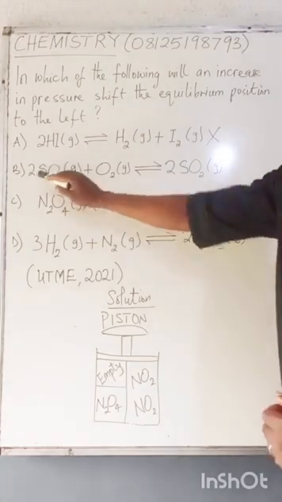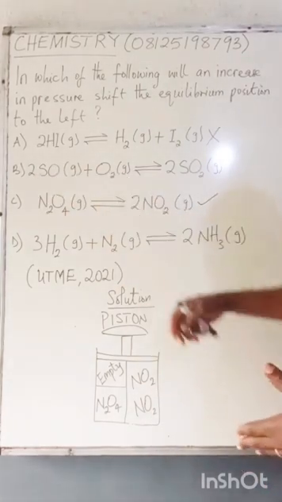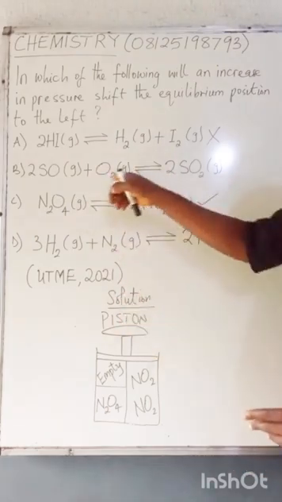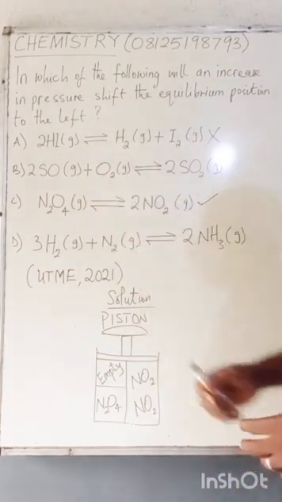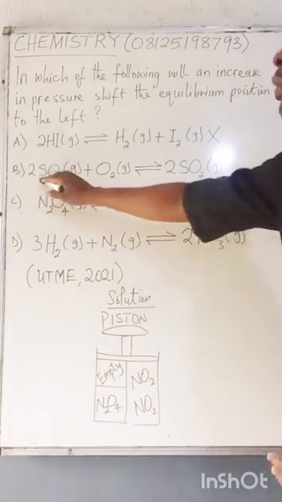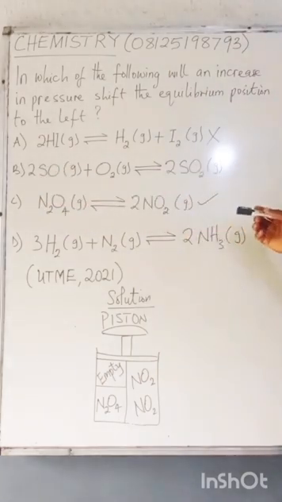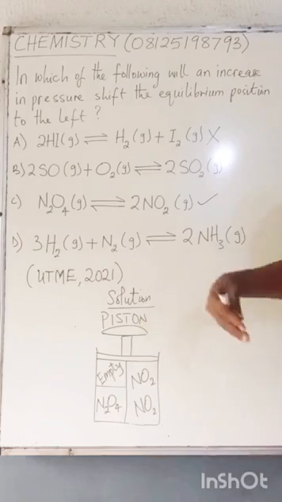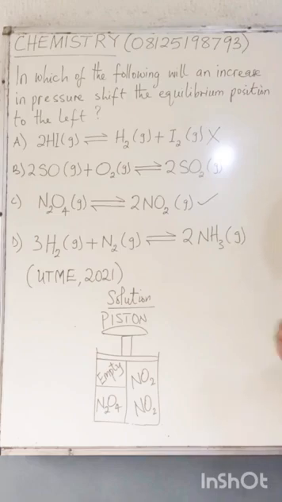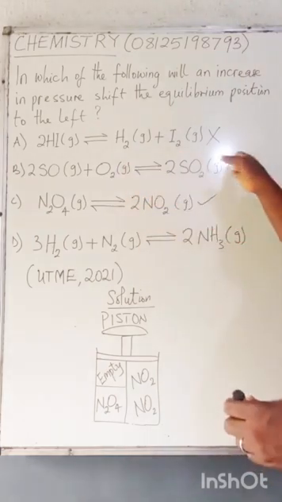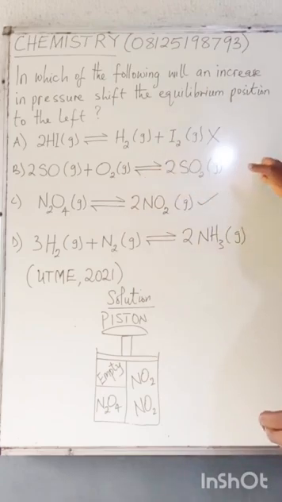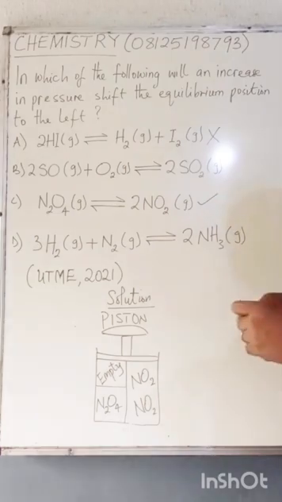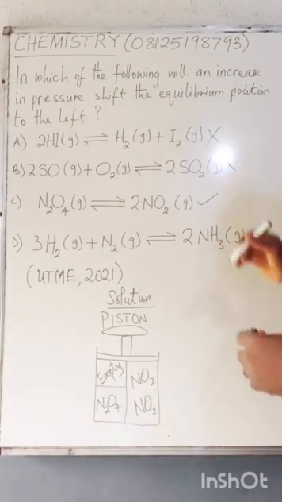But for option B, an increase in pressure will shift the equilibrium position to the right because here we have 2 plus 1. That's 3. So the reactant species have a volume of 3. They occupy more volume than the product species. So they will meet the piston first and start crowding up, start hitting one another more often, making the reaction proceed in the forward direction, shifting the equilibrium position to the right-hand side. So option B is not the correct option.